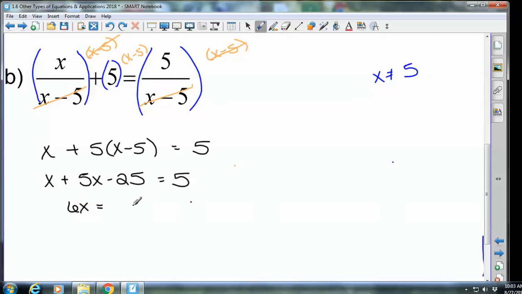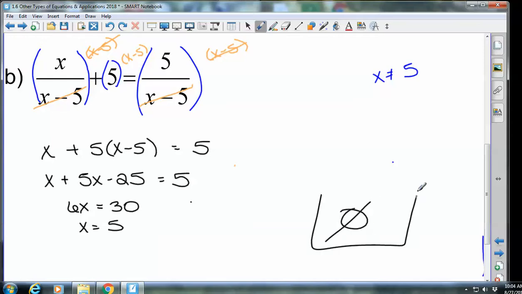So 1x plus 5x is 6x. If I add my 25 over, we get 30. Divide by 6 and x equals 5. No problems with that? X can't be 5. So what do I write? No solution. This problem does not have an answer. Questions there? So let's do some more. So let's do one more together and then I'll let you guys try one. Sound good?